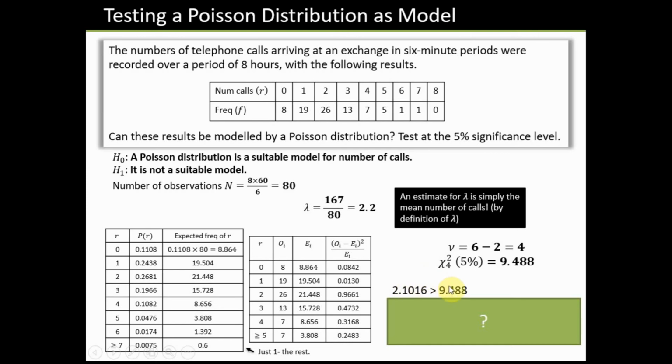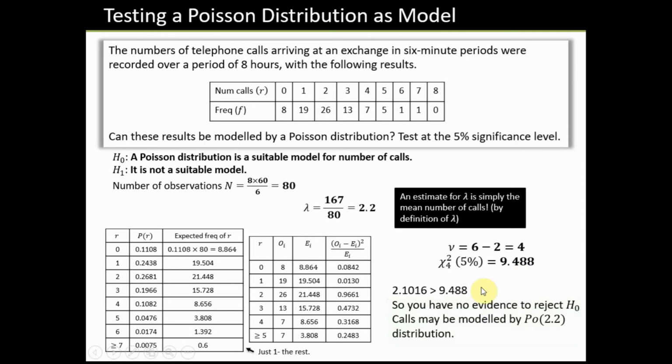Our test statistic is this time, sorry, that should be a less than, shouldn't it? So again, it's not in the critical region, so there is no evidence to reject the null hypothesis. So calls may be modelled by a Poisson distribution with lambda equal to 2.2.